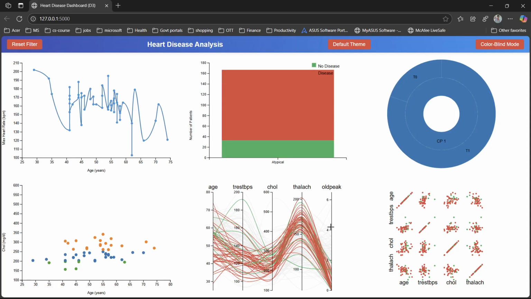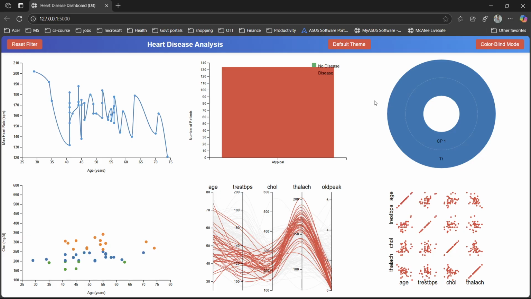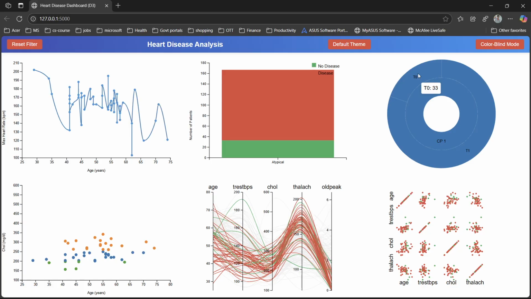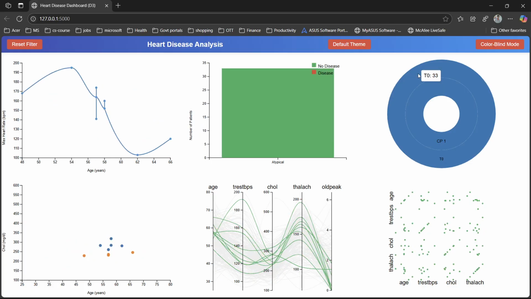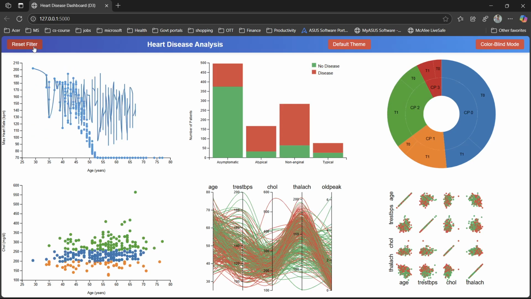The entire dashboard filters to that, and now I can also select the people with disease or no disease. For example, I'll select the people with disease, so it filters like that. And again, I can click on CP1 to get back to normal, and then select people with no disease. So these are the interactions for the sunburst chart. And now coming to the next visualizations, my teammate will be explaining them.